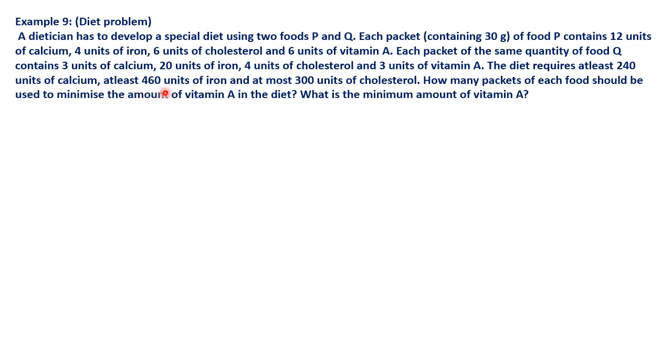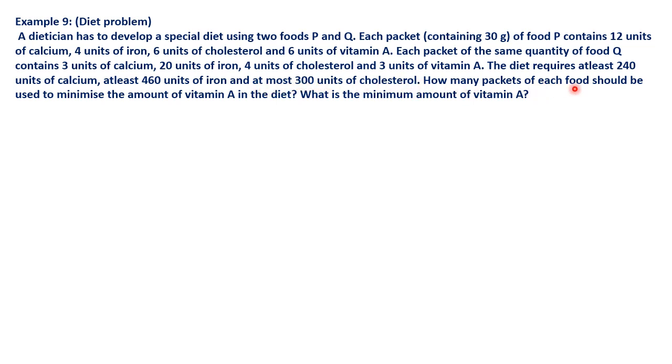Here also at least 460 units. At least means minimum 460, so the inequality symbol we have to use is greater than or equal to 460. But when it comes here, at most 300 units of cholesterol, at most means maximum. Maximum 300 means you should not exceed 300, so you have to use the symbol less than or equal to. So in case of at least you have to use greater than or equal to, and in case of at most you have to use less than or equal to.